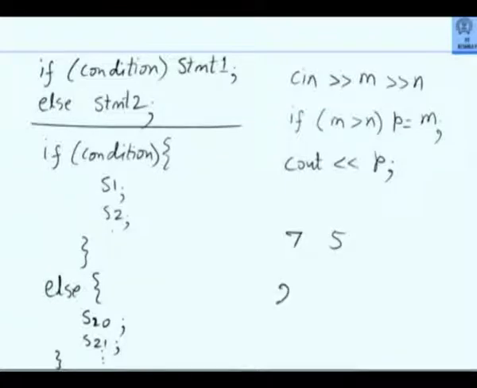Suppose the values given are 2 and 9. Now what will happen?